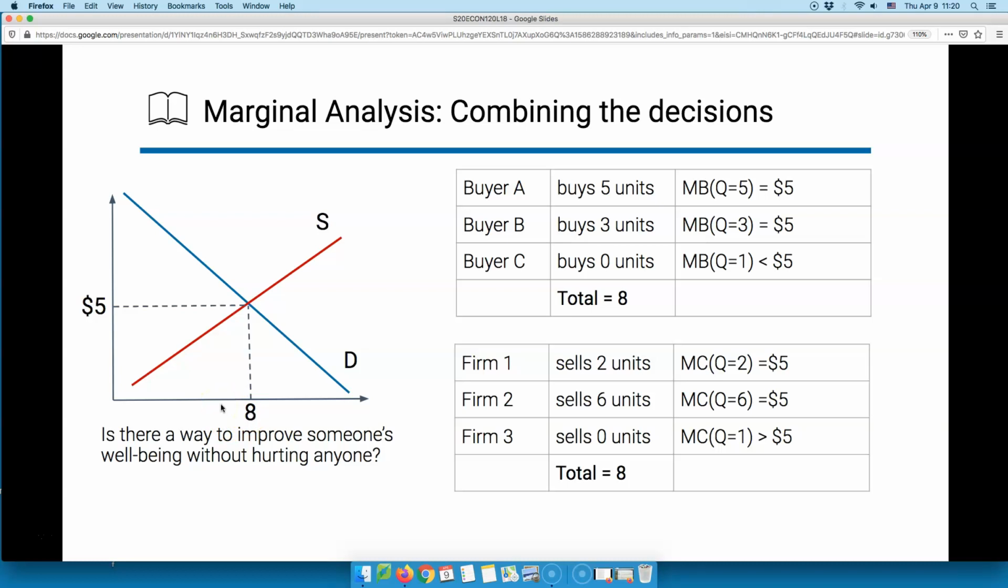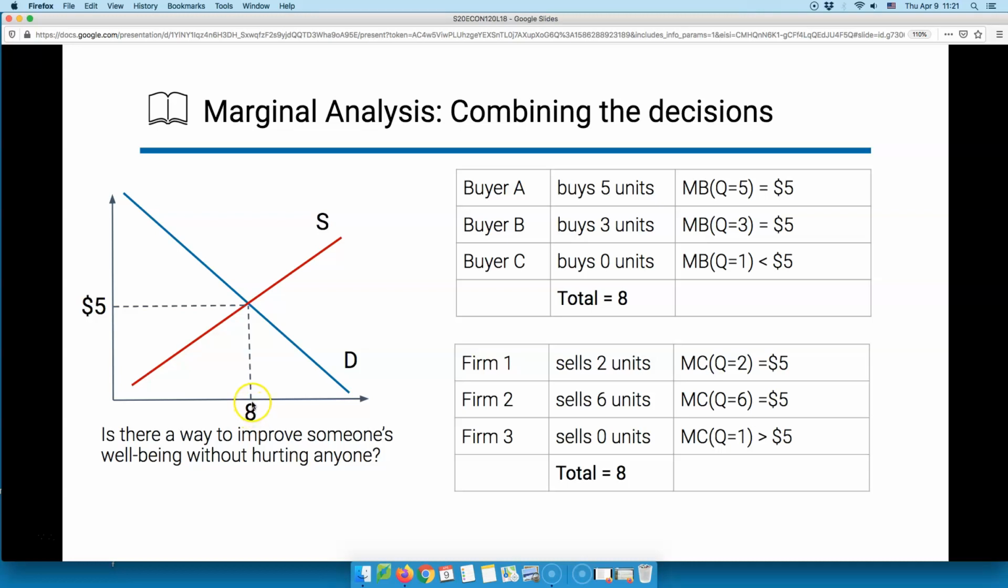And the answer would be no, because the 8th unit is valued at least $5 by whoever is purchasing that 8th unit, and costs at most $5 for the firm that produces that 8th unit in the market. So the 8th unit generates net benefits, gains from trade, to buyers and sellers in this market, and so it should be produced. So producing less than 8 would decrease the benefits generated by trade in this market, and so it would hurt somebody. So it wouldn't be an improvement.